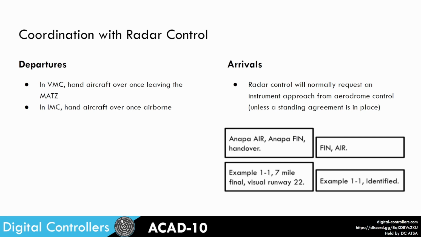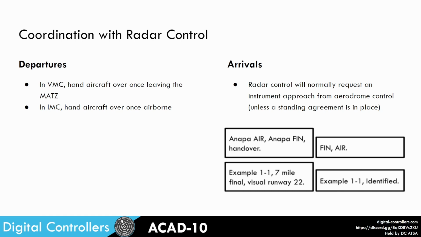Now let's have a quick look at coordinating with radar control. So for departures in VMC, we want to hand aircraft over to the radar controller upon leaving the mat. And in IMC, we want to hand them over once they are airborne. This is simply because most tower control should be done visually, by looking out the window, and if we are in instrument conditions, there is obviously little help that looking out of the window will provide you. So we want to hand them over to people with far better radar control tools than we do.